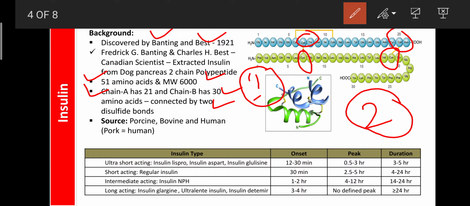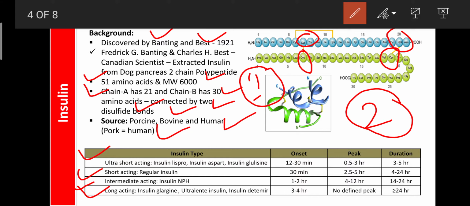So dear students, insulin is mainly categorized into four types. Ultra short acting, examples are insulin lispro, insulin aspart, insulin glulisine. Then short acting, example is regular insulin. Then intermediate acting insulin, example is insulin NPH. Then long acting insulin, examples are insulin glargine, ultralente insulin and insulin detemir.